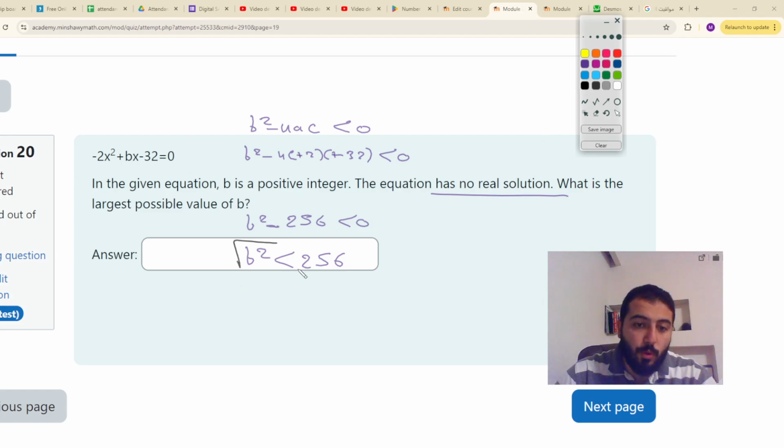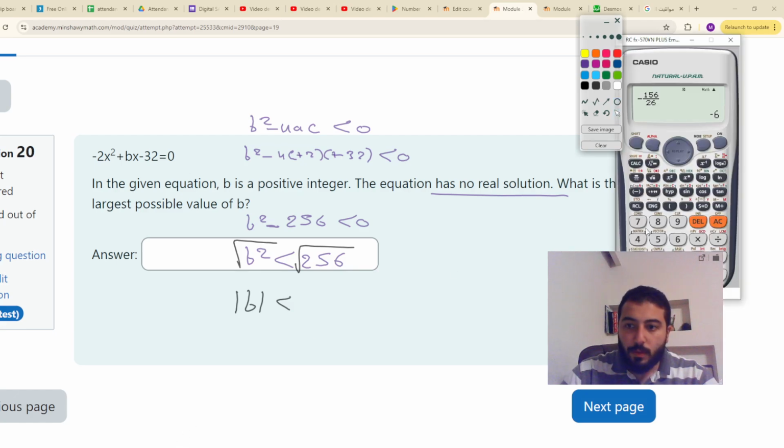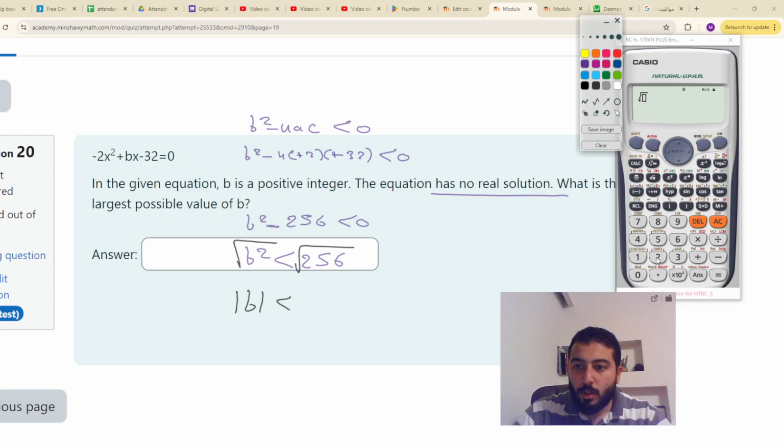Let's square root both sides. Here there is an important note. Square root of b power 2 is the absolute value of b. So the absolute value of b is less than square root of 256. Square root of 256 is almost 15, no, it is 16. So now we know that the absolute value of b is less than 16.